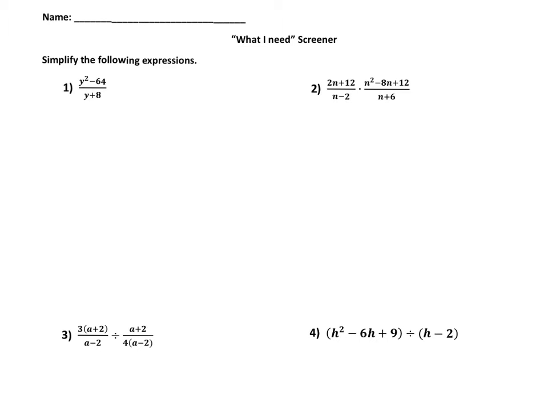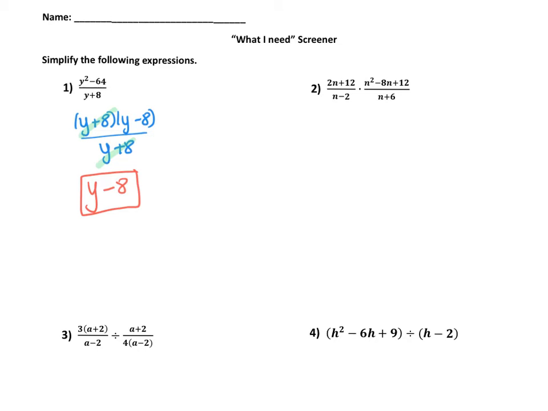For question number 1, the first thing we need to do is factor the numerator, and it's a difference of squares. So it's going to factor into y plus 8, y minus 8, over the denominator of y plus 8. Then I can see that I have a y plus 8 in the numerator and in the denominator, and so I can simplify those, and so my final answer will just be y minus 8.